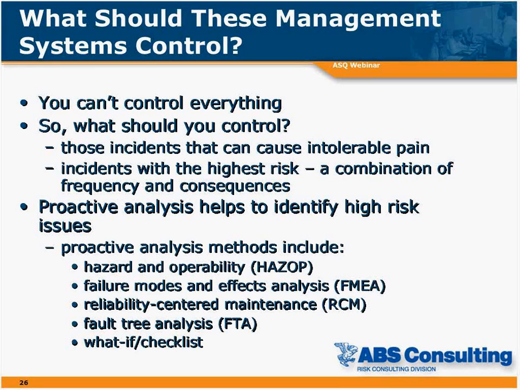Many do proactive analysis to identify these high-risk situations. Some of the methods they use are familiar to every quality professional. Hazard and operability analysis is used in the chemical industry, failure modes and effects analysis we've seen in the automotive industry and in healthcare, reliability-centered maintenance in power plants. Fault tree analysis was used initially by Boeing in the aerospace industry. It moved to nuclear power plants. It's used now for medical devices. There's also the checklist.